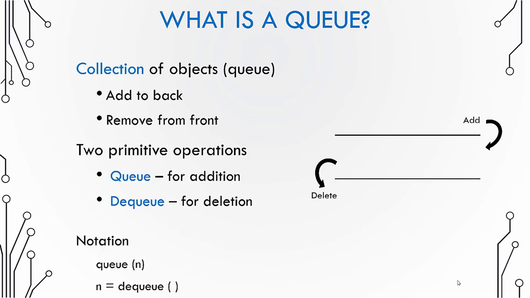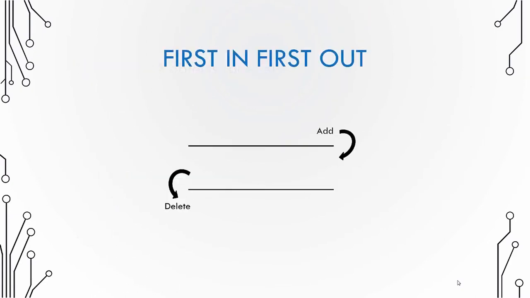And the notation for queuing and dequeuing is quite simple. You just write queue and pass on the number or the object that you want to queue. It adds the object to the queue. And to delete an object, you use the dequeue function, which usually returns the object that has been recently deleted from the queue. A queue is a first in, first out data structure. What does that mean? Well, it means that the object that you add to the queue first will be the one to go out of the queue first.